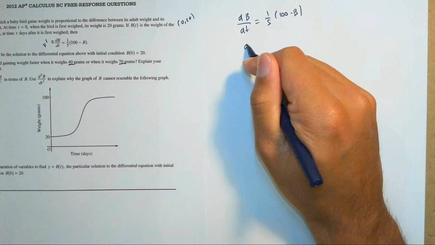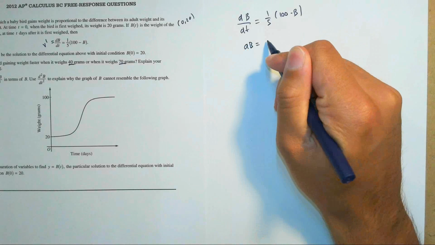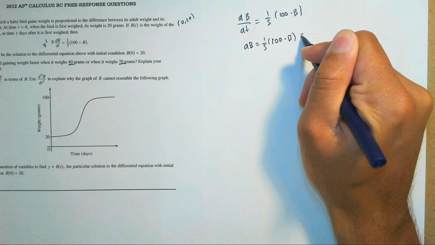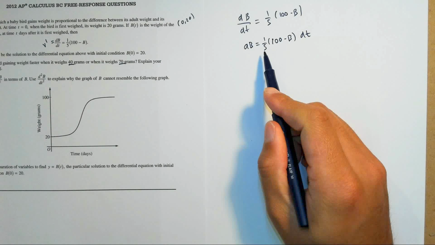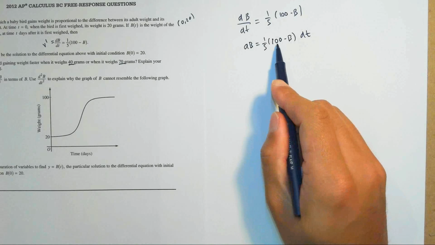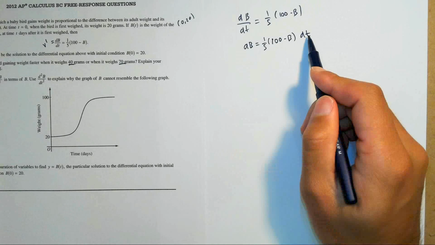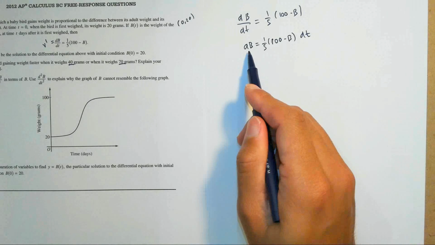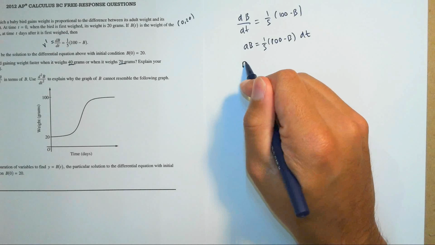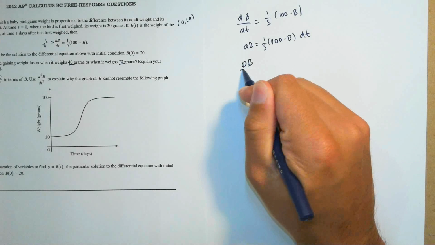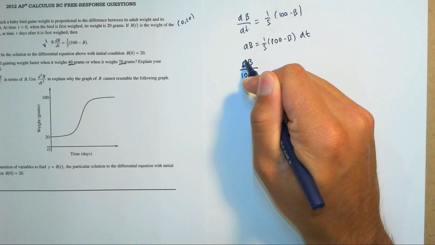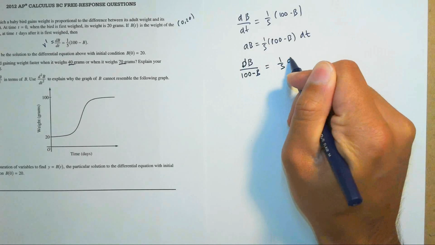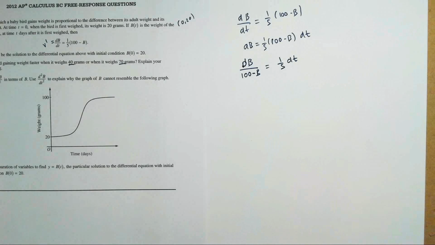And hopefully you guys agree, but this is going to be dB is equal to 100 minus b, 1/5 dt. Now I also don't like this number, this 100 minus b here. That's because this is a dt, but this is a b, so where should I move this 100 minus b? Hopefully to the other side to join that dB. So this is now going to become dB over 100 minus b is equal to 1/5 dt.